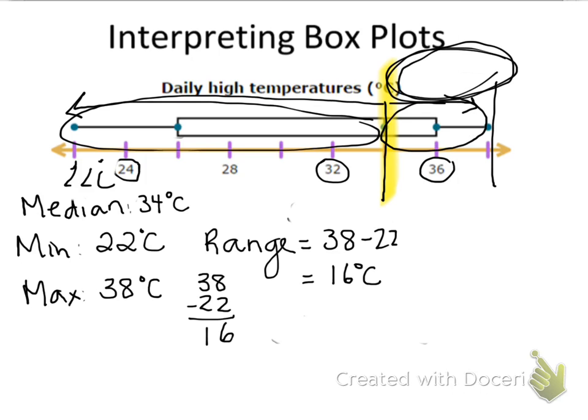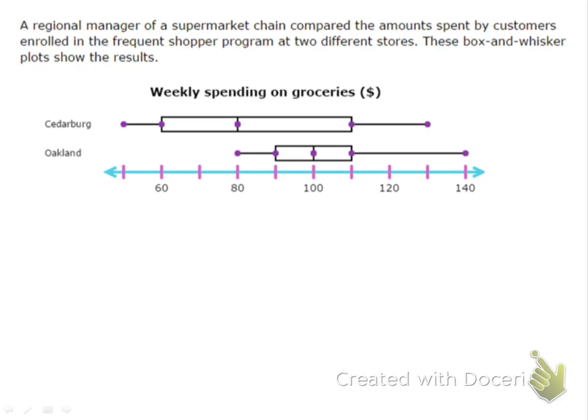All right, let's look at another box plot. On this graph, we actually have 2 box plots. It says a regional manager of a supermarket chain compared the amount spent by customers enrolled in the frequent shopper program at 2 different stores. These box and whisker plots show the results. Okay, let's look at them. We have 2 different stores, one in Cedarburg and one in Oakland. We can see the weekly spending in dollars down here, and then we have our 2 graphs. The first graph is for Cedarburg, and the second graph is for Oakland.